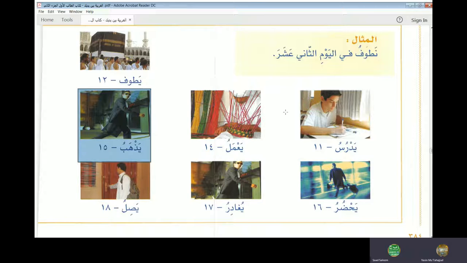So, Nahduru fil yawmin... Sabahan ashara? No, this is 16th. Oh, okay. Sita'a ashara is 16. This is the 16th. I don't know how to say it. As-sadis ashara.